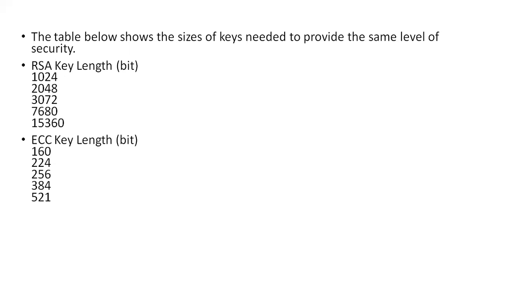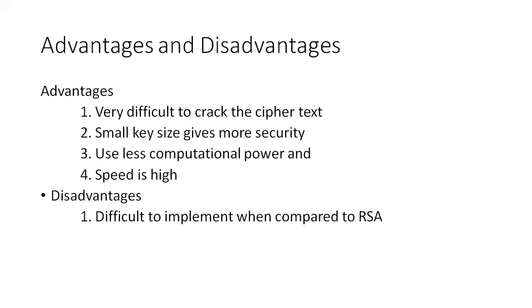Finally, you can see the last row: with a key size of 521 bits in ECC, we can achieve the same security level that we could have achieved using an RSA algorithm, which needs 15,360 bits. That huge difference in size makes a major difference between the RSA algorithm and the ECC algorithm. So smaller key size, more security. RSA, bigger key size and less security when compared to the ECC algorithm.